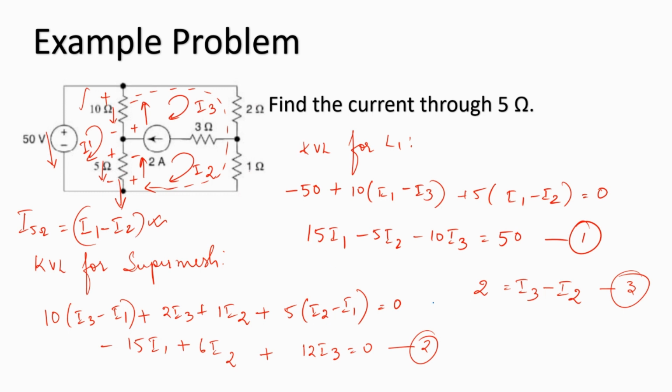So on solving the three equations, we get the value of I1 is equal to 20 amps. The value of I2 is going to be equal to 15.3 amps, and therefore the current through the 5 ohm resistor is going to be I1 minus I2, which is nothing but 4.67 amps. So in this manner, we can find out the currents through different elements using the super mesh analysis. So that's all with today's video.